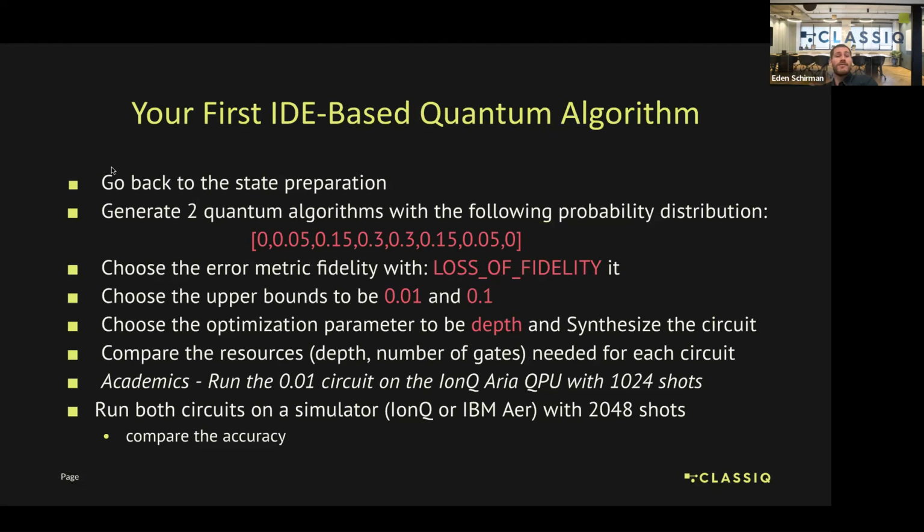So now we have your first IDE-based quantum algorithm. So what does it mean? Now I want you not to use the default example that we had, but to go back to the state preparation, again, to the synthesis, to the model, what we had before, and generate two quantum algorithms with the following probability distribution. So now we want a probability distribution over eight possible states. So we have 3 qubits in the quantum register that we want to have the state preparation upon.